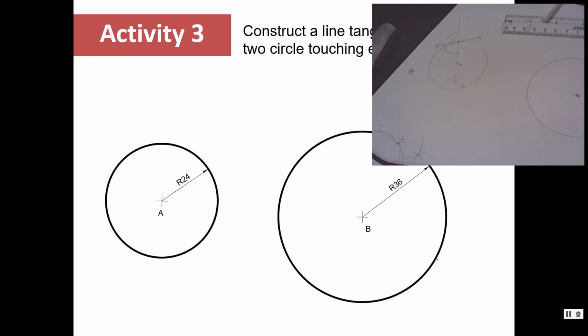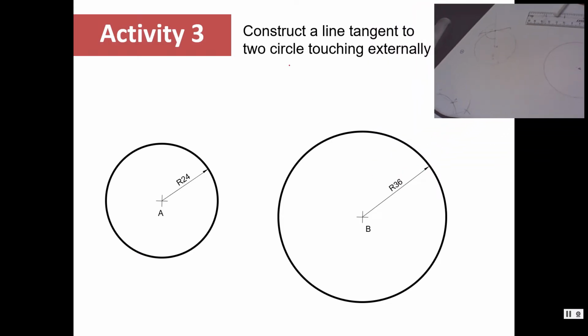For activity 3, what you need to do is to construct a line tangent to two circles touching externally. So we have two circles here. The first circle is 24 mm radius and the second circle is 36 mm radius. So we want to have a tangent that is going to touch these two circles. Okay, so let's all watch the steps.